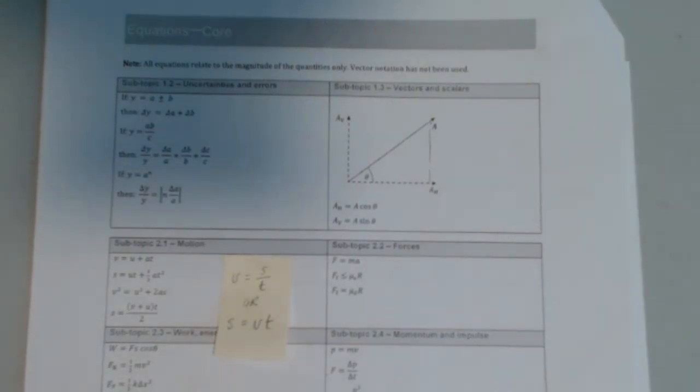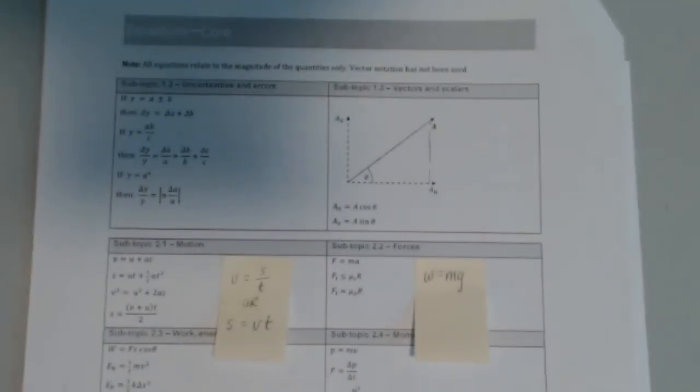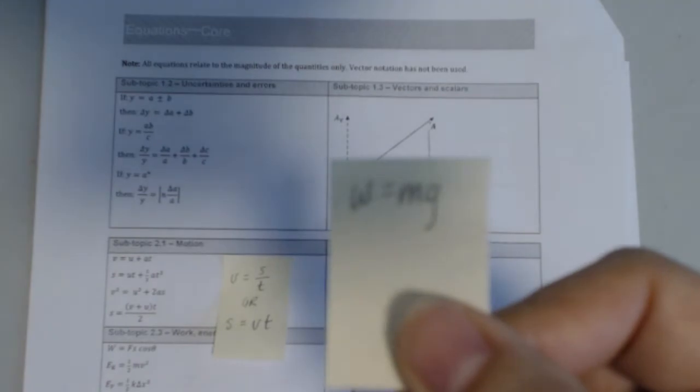Likewise, in section 2.2, there's that supposed formula that we don't have. W is equal to mg. Holding that up to the camera, weight is equal to mass times gravity.